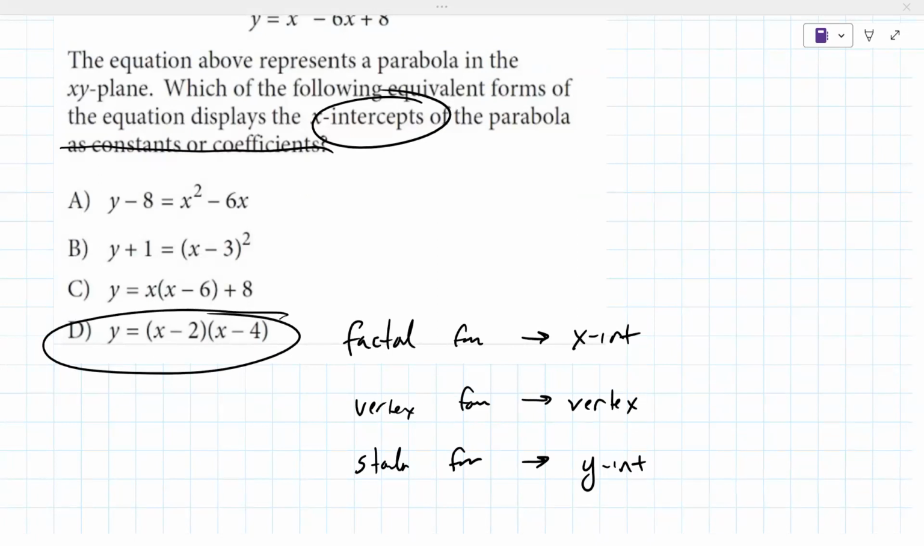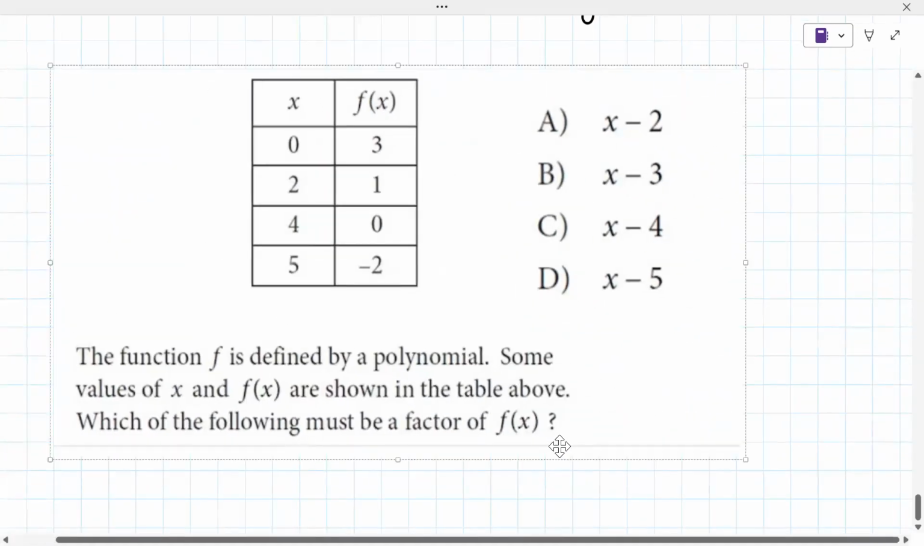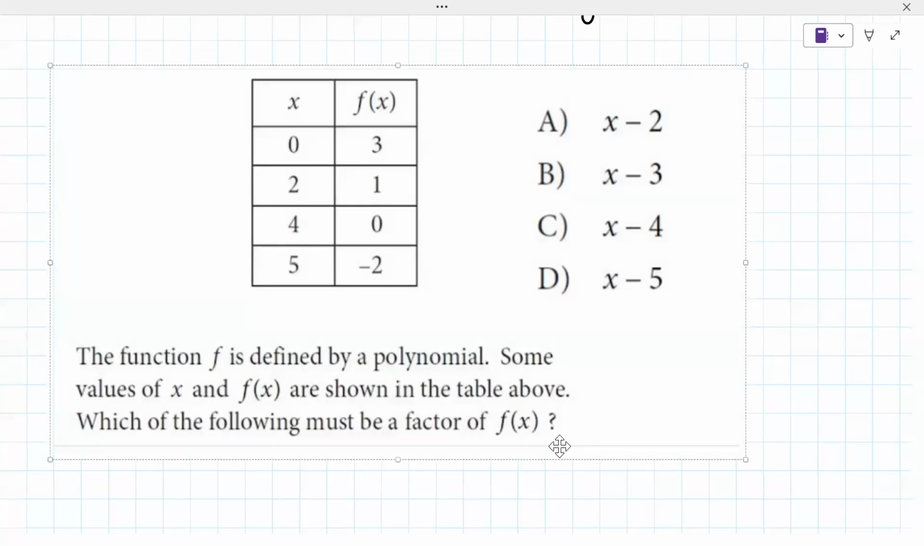Okay. All right, stalling again. Okay. All right, take a look at this problem here. It's slightly different, but kind of related to what we've been doing. Be right back with you.